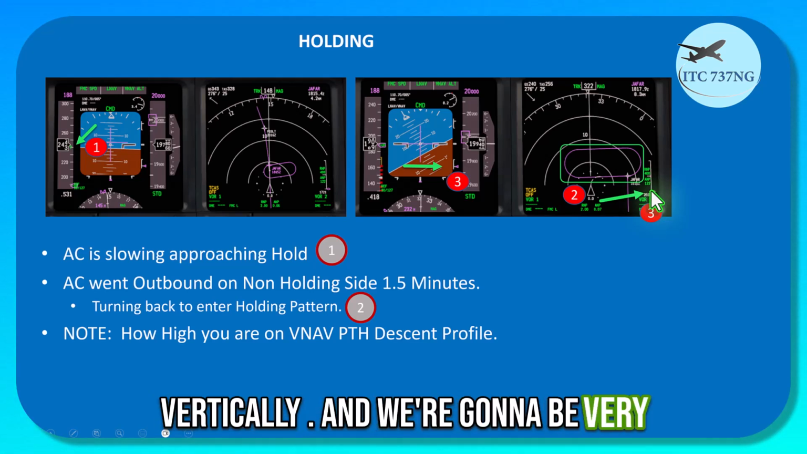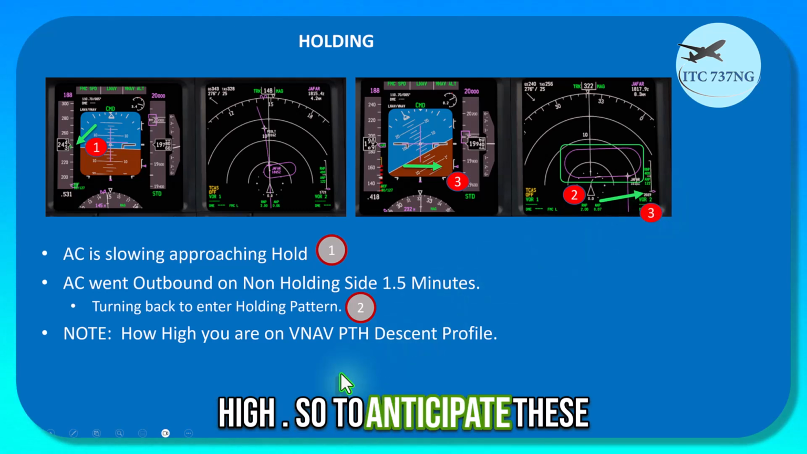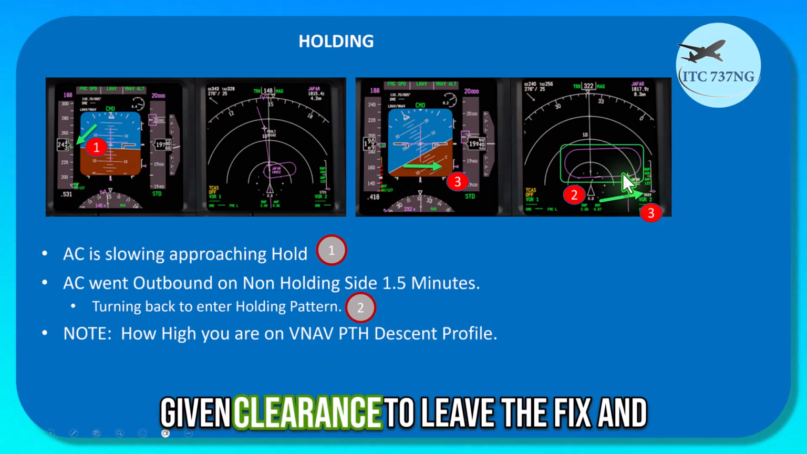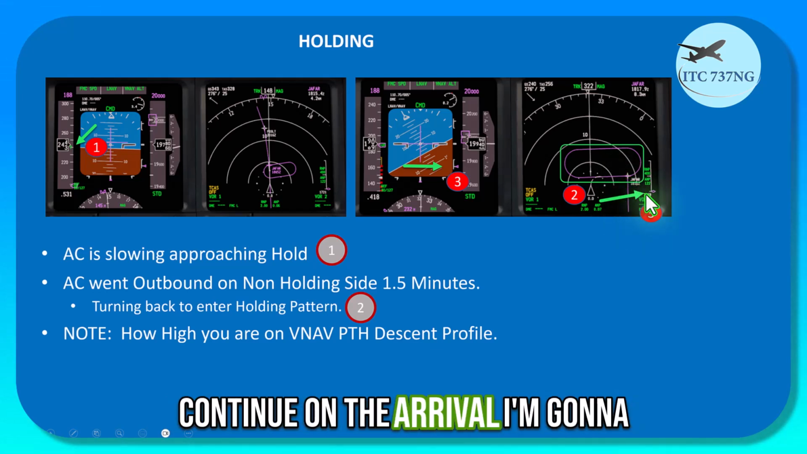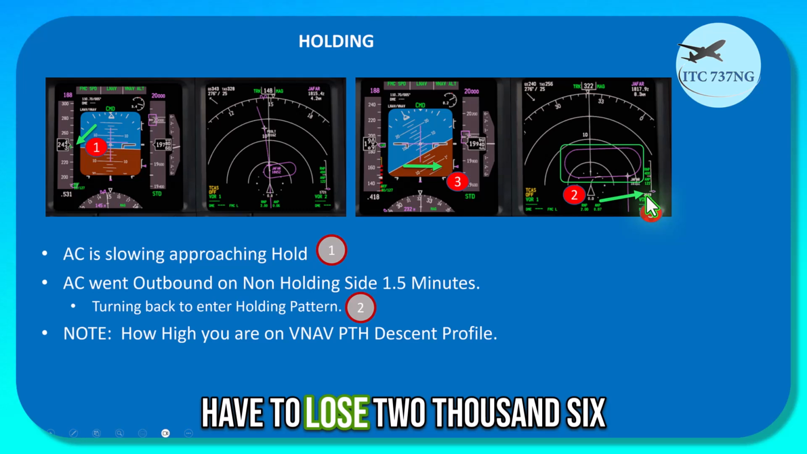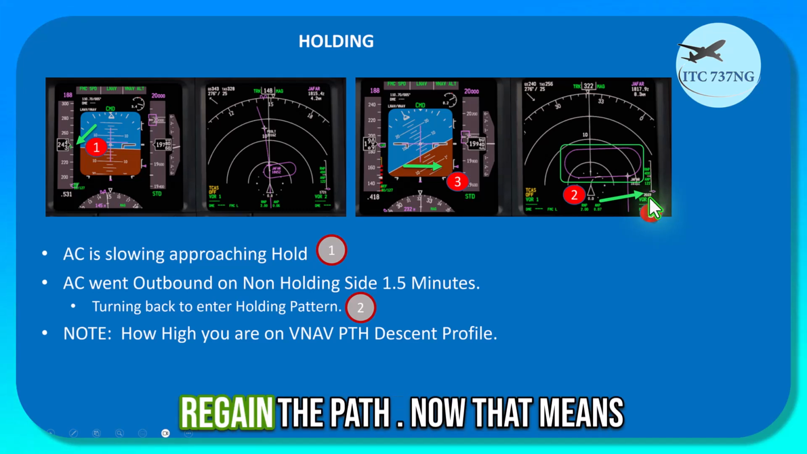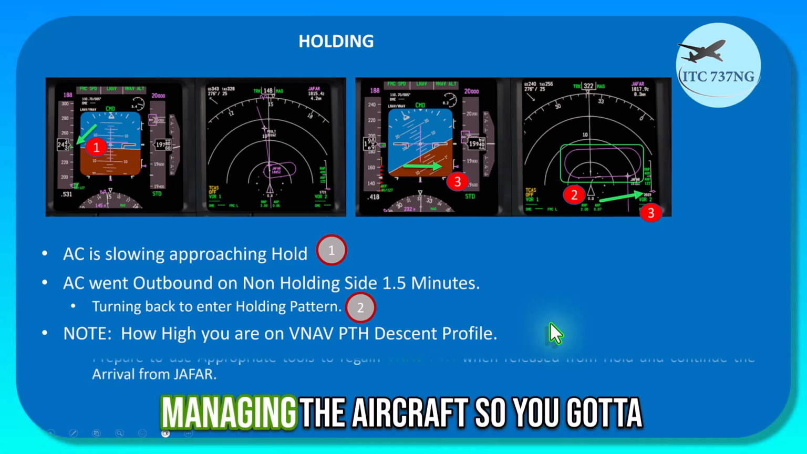And we're going to be very high. So they anticipate these situations here, because once I'm given clearance to leave the fix and continue on the arrival, I'm going to have to lose 2,669 feet to regain the path. Now that means managing the aircraft.